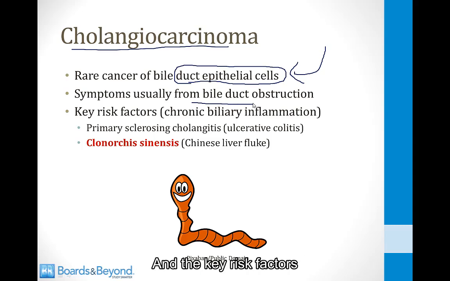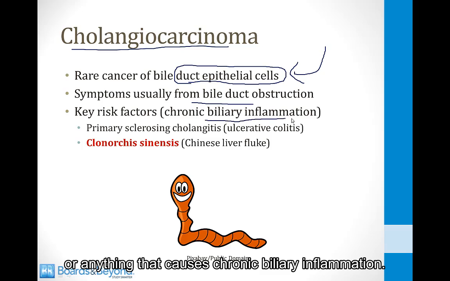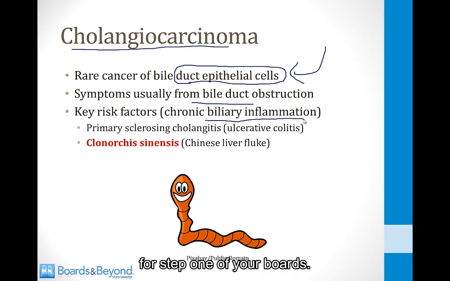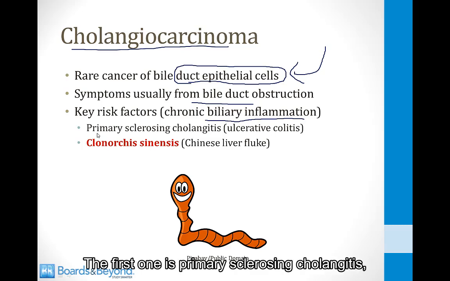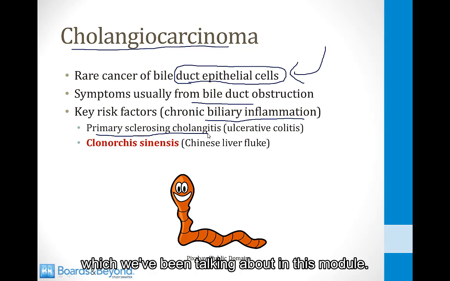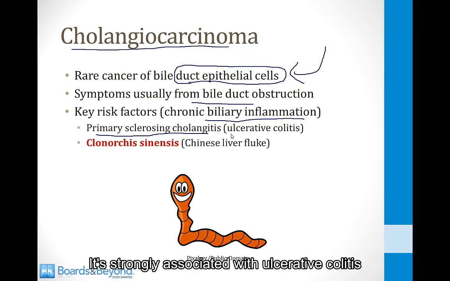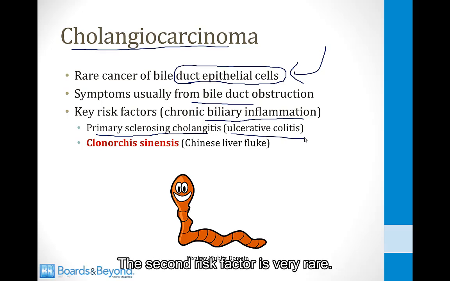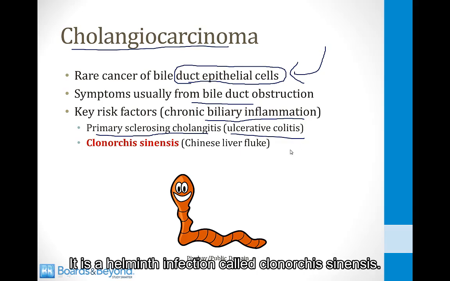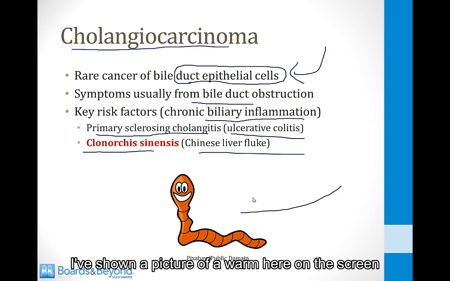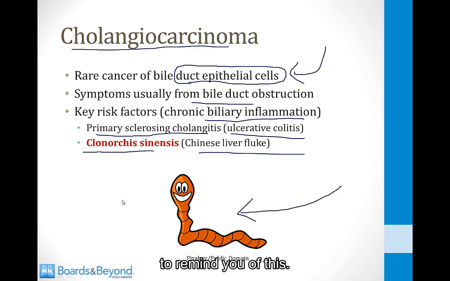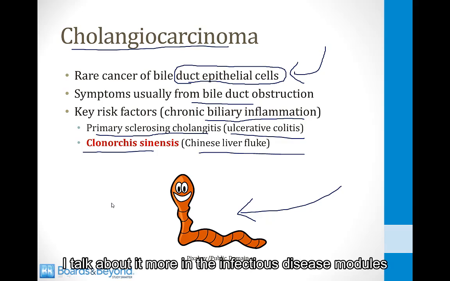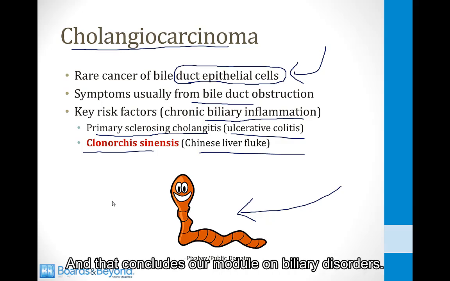And the key risk factors are anything that causes chronic biliary inflammation, and there are two conditions you should know about for step 1 of your boards. The first one is primary sclerosing cholangitis, which we've been talking about in this module. It's strongly associated with ulcerative colitis, and it's a major risk factor for cholangiocarcinoma. The second risk factor is very rare. It is a helminth infection called Clonorchis sinensis. It's the Chinese liver fluke. I've shown a picture of a worm here on the screen to remind you of this. And you can get this helminth infection from eating contaminated fish. I talk about it more in the infectious disease modules. And that concludes our module on biliary disorders.